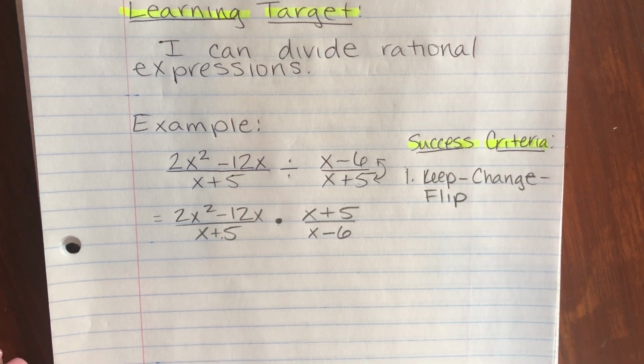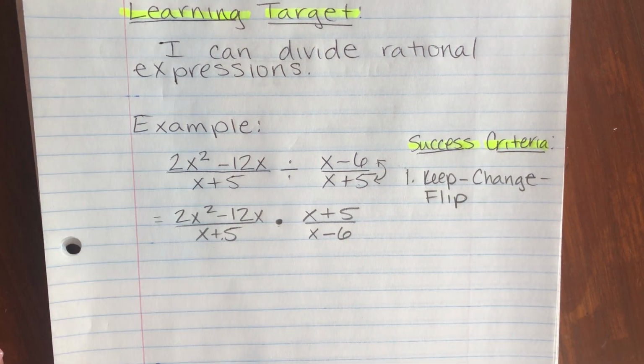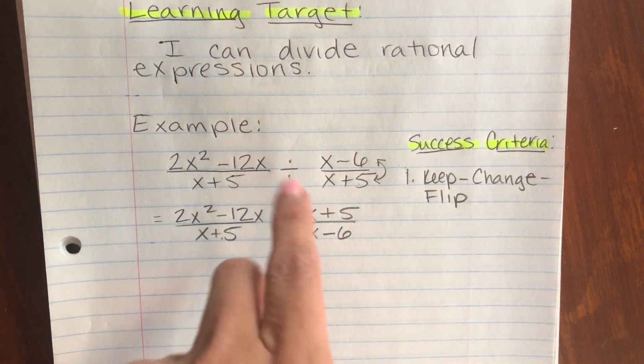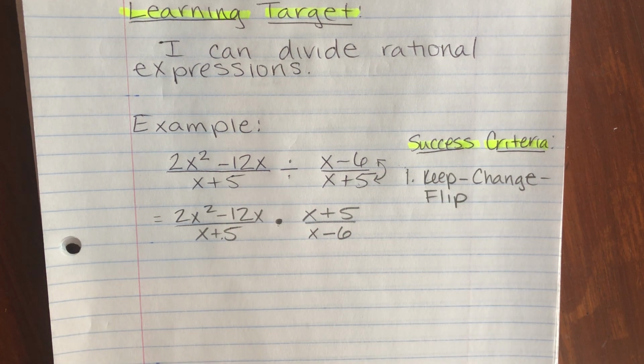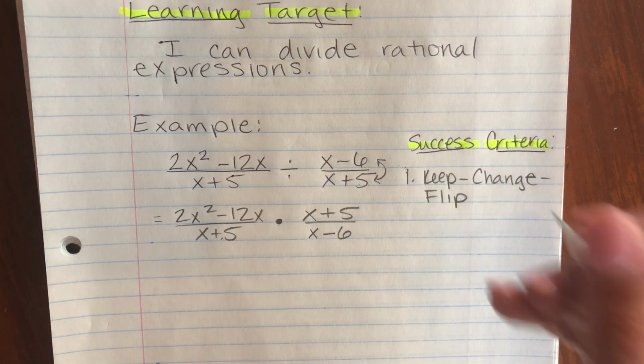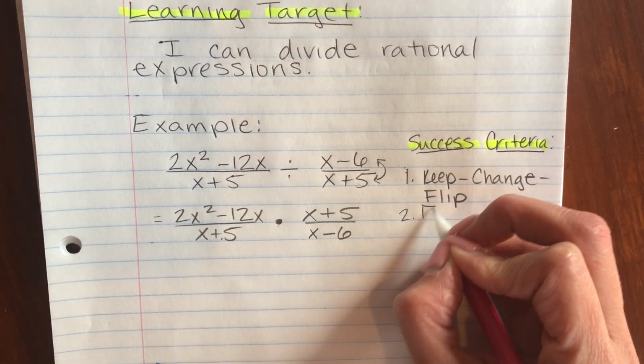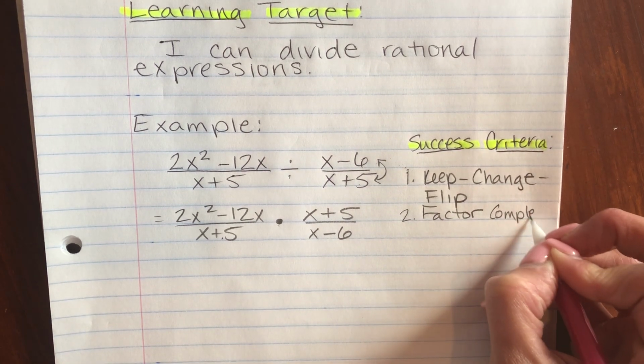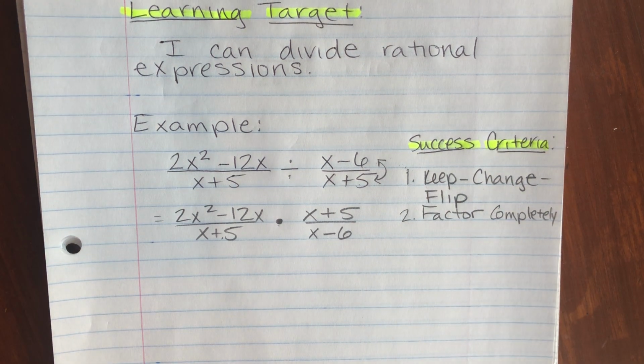Now the problem becomes just like the multiplication problems we were doing in the last lesson. So you can go back to that last success criteria, and then you would know how to finish this problem. The only difference is the keep, change, flip right off the bat in the beginning. So now that we have this multiplication problem, I know that I'm going to have to factor it completely. Okay, so go ahead, pause the video, do that on your own. Factor completely.